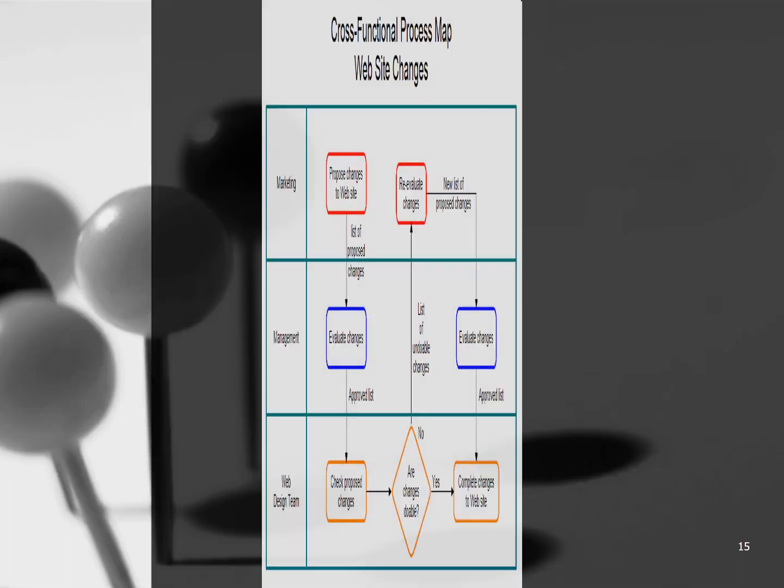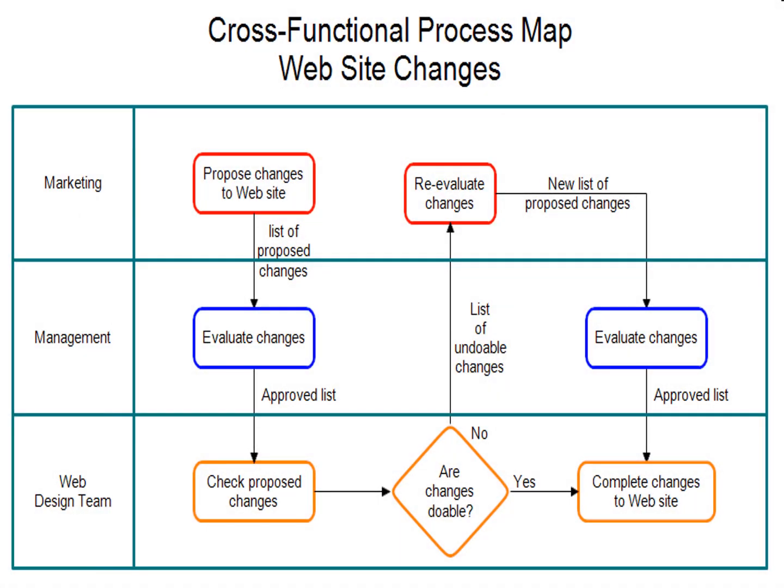So here is the real example of a cross-functional process map, which is on website changes. It has the departments on the left side of the process map, and we have the processes inside. Basically, what I have mentioned earlier, we have the process symbol, we have the arrow, and we have the decision shape. The diamond shape represents the decision. So starting from proposing changes to the website to completing changes to the website is the process.